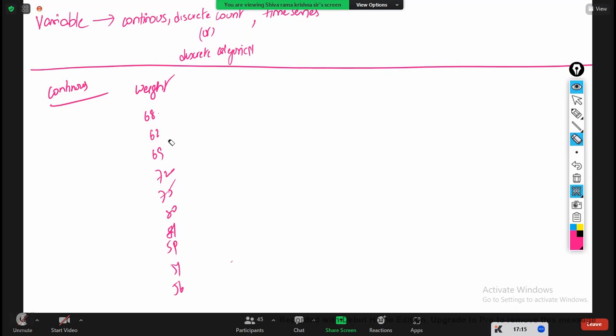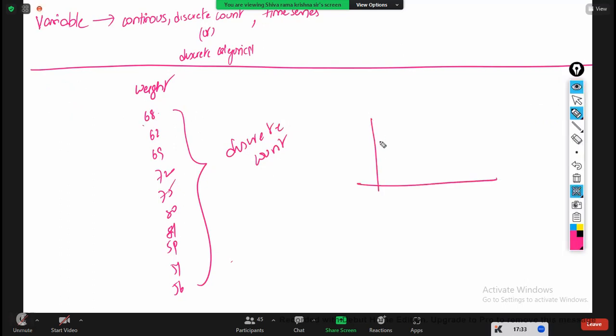What happens if I consider a continuous variable? Sir, assume that this is a continuous variable, but I have wrongly assumed it by seeing the data. I assumed it as a discrete count. What happens? For 68, you are going to draw how many students are there for exactly 68. How many students are there for exactly 69? For exactly 70? For a weight of 71? Like that, for each kg, you are going to draw one bar.